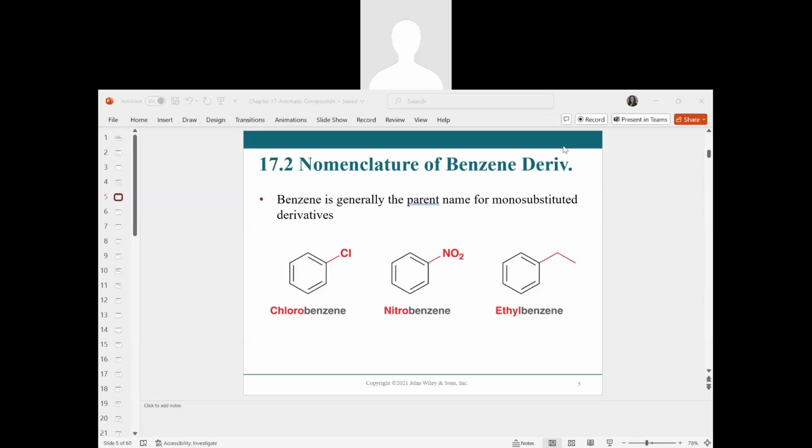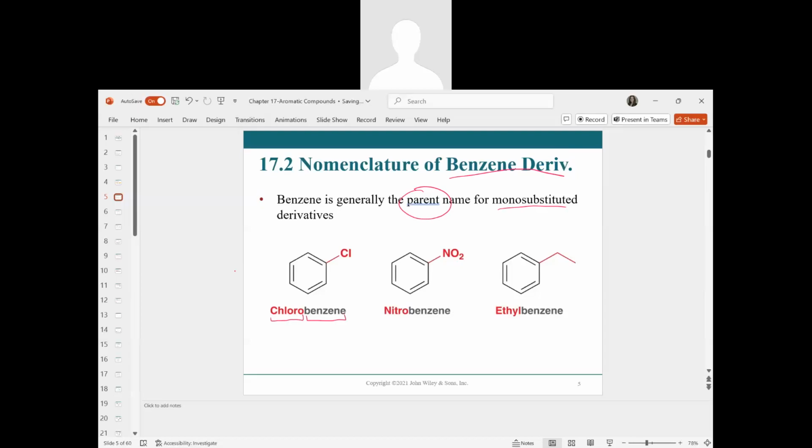The second section of Chapter 17 reviews nomenclature of benzene derivatives. Benzene is generally the parent when we have a monosubstituted derivative. So that's what we see below here. All of these compounds have benzene listed as the parent, and since there's only one substituent, we just put that right out front of the word benzene.